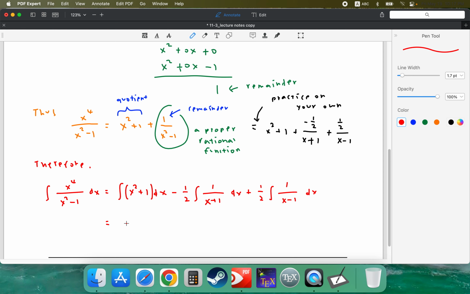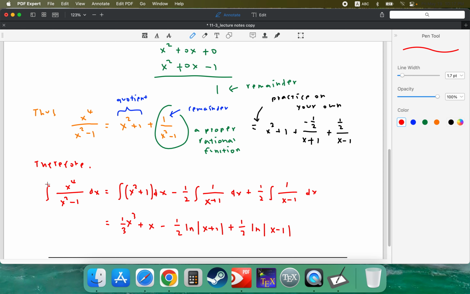The integral of x squared is x cubed over 3, the power rule. The integral of 1 is just x. Now minus 1/2 the integral of 1 over x plus 1, which is natural log of absolute value of x plus 1. The coefficient is 1, you don't have to worry about anything. And plus 1/2 the integral of 1 over x minus 1, which is natural log of absolute value of x minus 1. Again, the coefficient is 1, so you don't have to worry about anything.